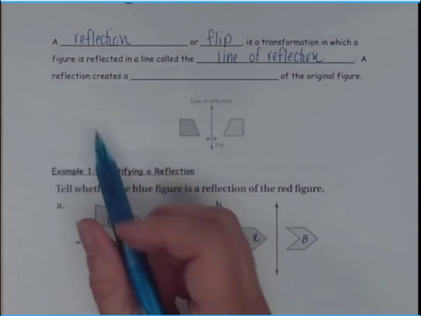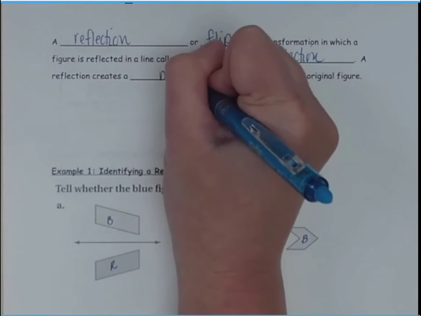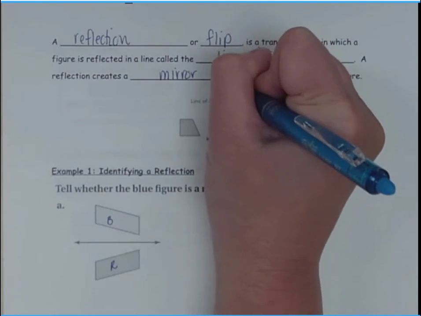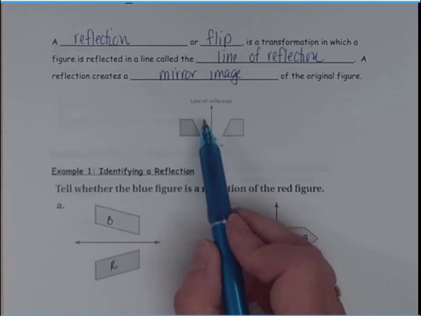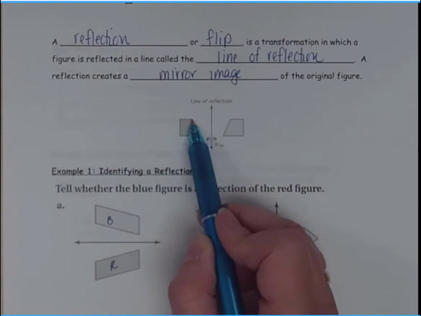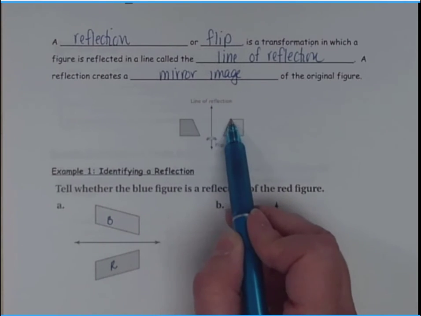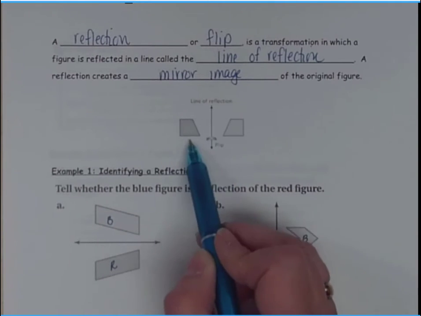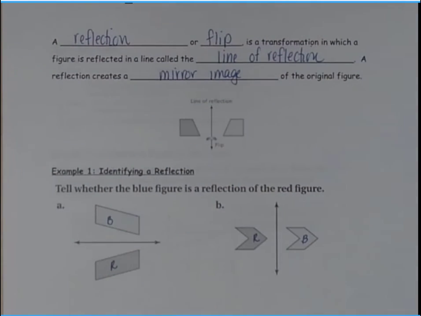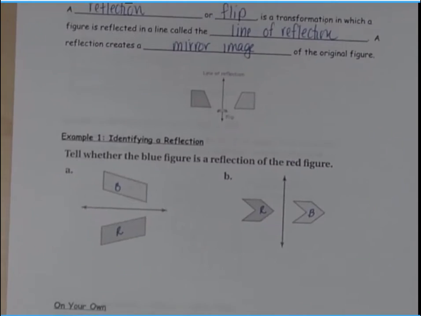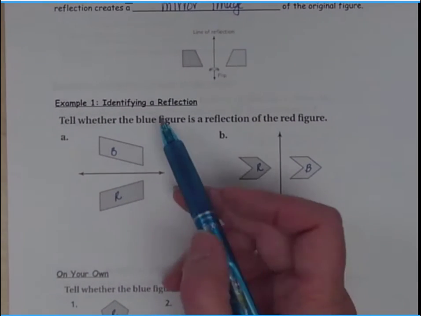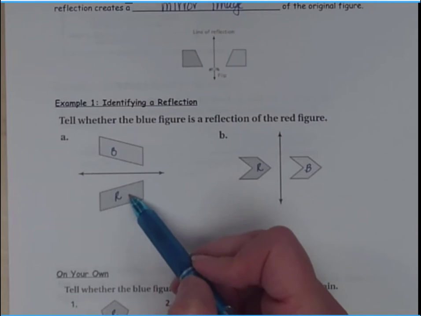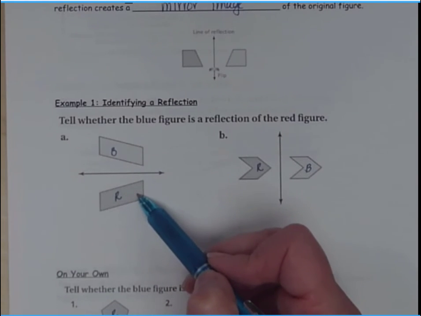Now what this does is it creates a mirror image of the original figure. So if I were to look, this is this distance and this distance apart. Notice each point is the same distance apart. So taking a look at example 1, which one of these tell if the blue figure is a reflection of the red? So we're starting here.